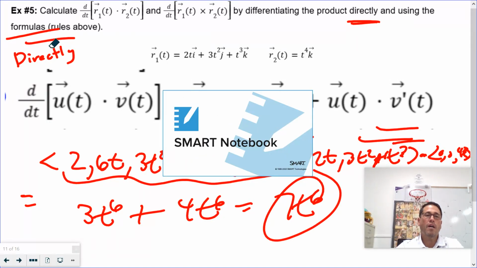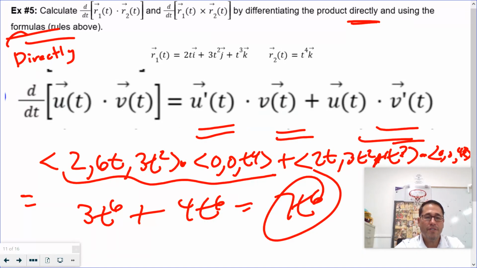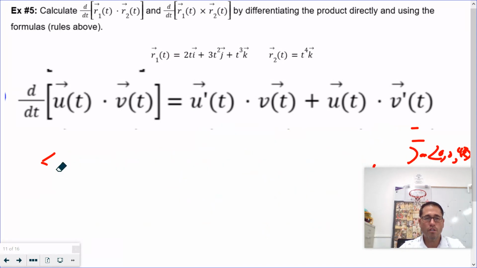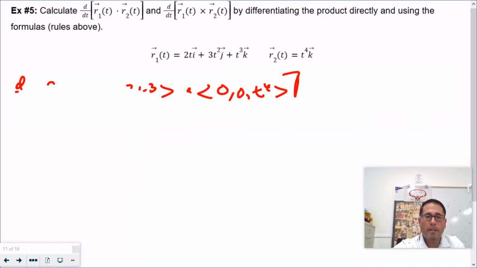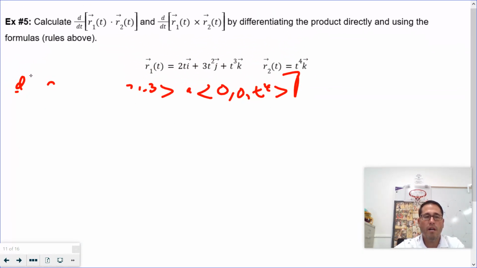Can you please challenge yourself? Can you please do the next one on your own, like hit pause? We're just going to prove that the one for the cross product also works. It'd be awesome if you tried it on your own. I just think you will learn more.